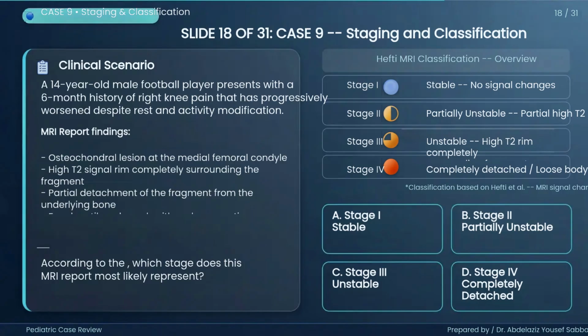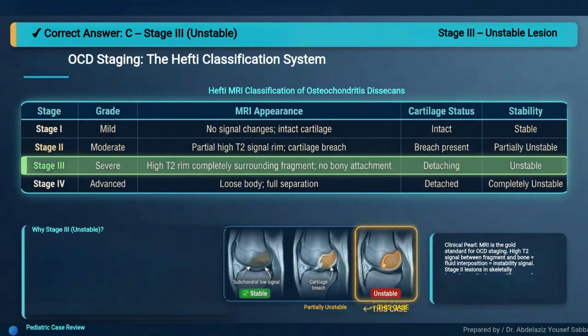According to the Hefti magnetic resonance imaging classification of osteochondritis dissecans, which stage does this magnetic resonance imaging report most likely represent? Option A. Stage 1, stable. Option B. Stage 2, partially unstable. Option C. Stage 3, unstable. Option D. Stage 4, completely detached. The correct answer is Option C. Stage 3, which is unstable.